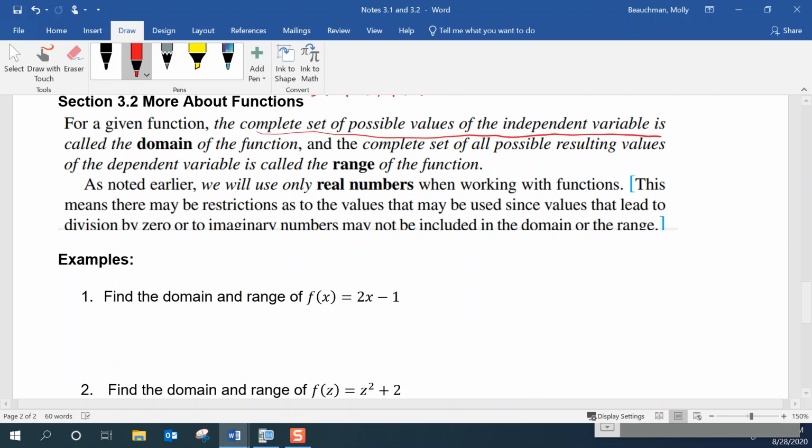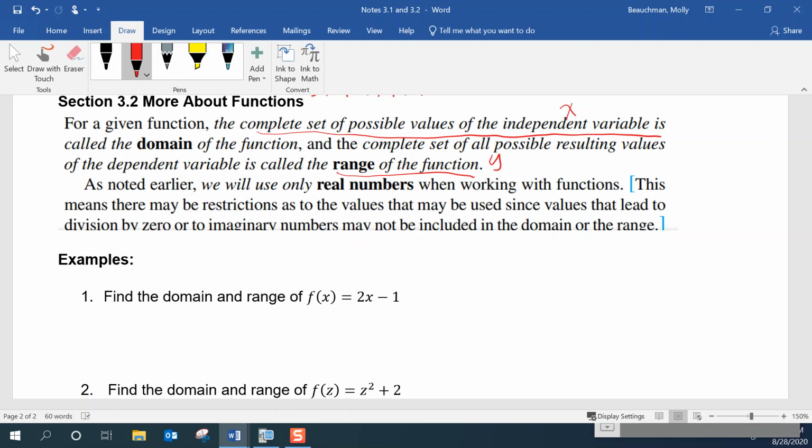domain of the function. So remember, the independent variable, if you want to think of our usual x and y axis, is usually the x. The complete set of all resulting values of the dependent variable is called the range of the function. So these are the outputs. We usually think of these in terms of y.